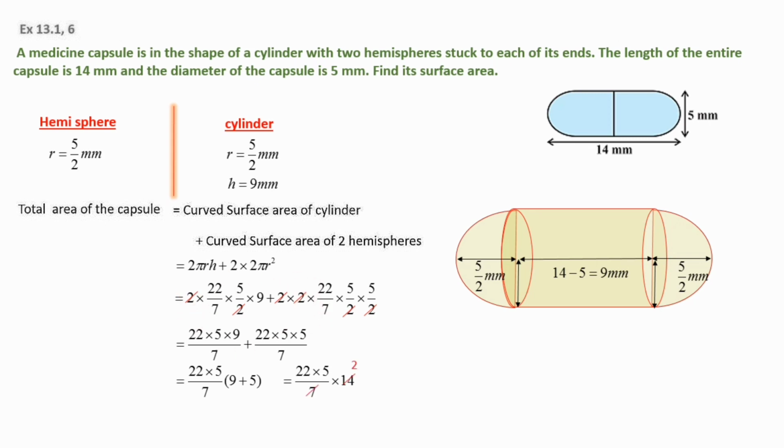So here 7 and 14 we have cancelled, it is 2. Finally we will get as 2 into 5 into 2, 10. 22 into 5 into 2. So 22 into 10. 22 into 10 is 220 millimeter square. So the total area of the capsule is 220 millimeter square.